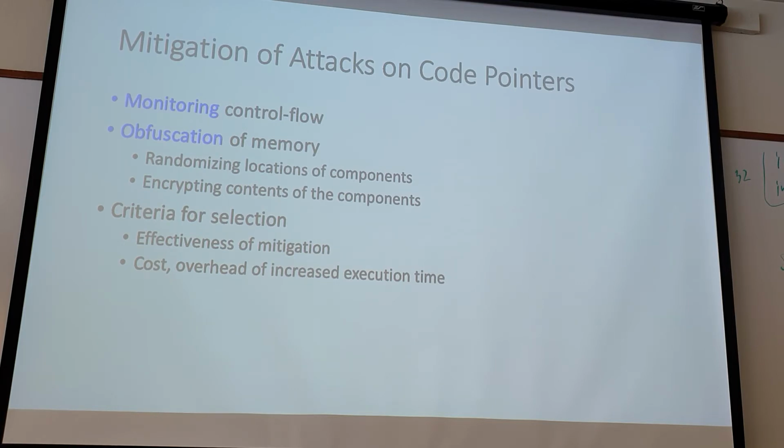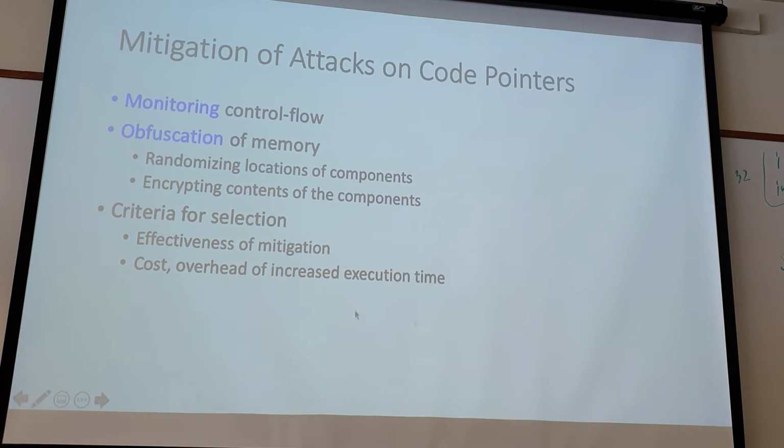Obfuscation can be done by randomizing the location of components, or by randomizing the content inside them. They can be done at the same time, but then the overhead will increase, so people choose one of them. Randomizing the location is the famous one, ASLR, address space layout randomization, and the other is encryption approaches. The criteria for selection are the effectiveness of mitigation and the cost.